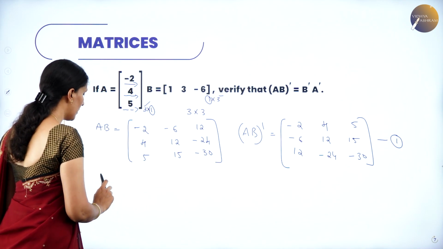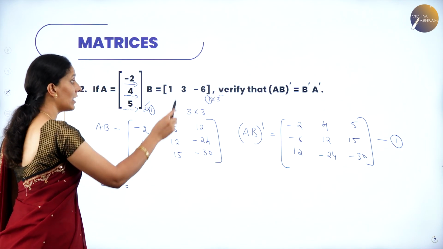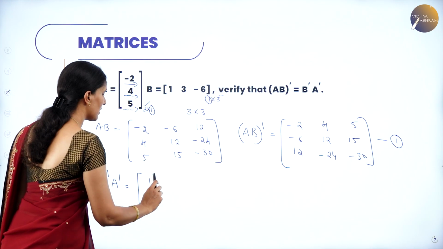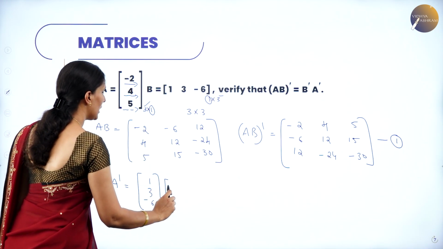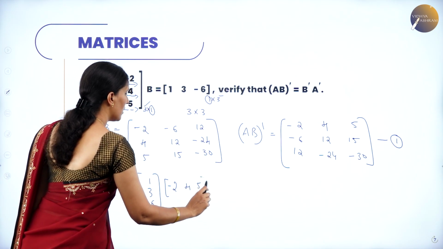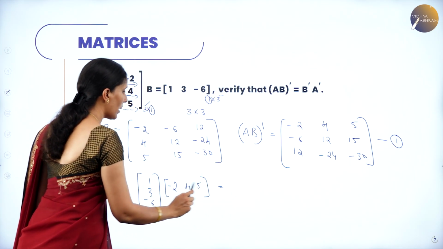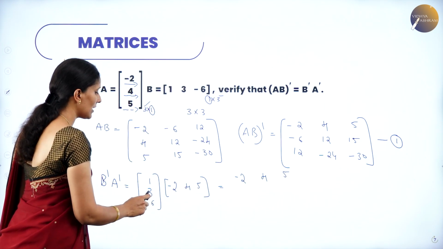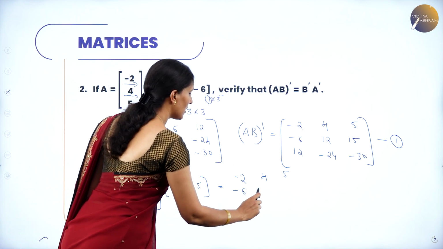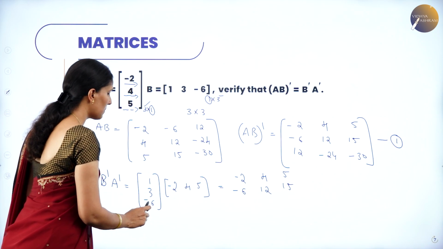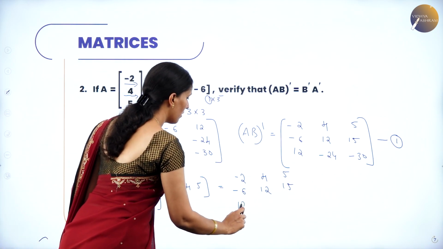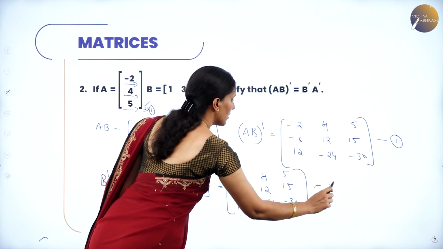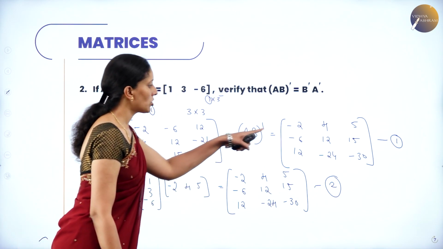Now let's take B transpose into A transpose. Let's write B transpose. It becomes 1, 3, minus 6. Let's write A transpose. It is minus 2, 4, 5. Now let's multiply this. What happens? 1 into minus 2, 4, 5, that is multiplying 1 to this. Next multiply 3 to this. So you will get minus 6, 12, 15. Next multiply minus 6 into minus 2, that is 12. Again minus 24 and minus 30. So observe this as equation 2. See equation 1 and equation 2.